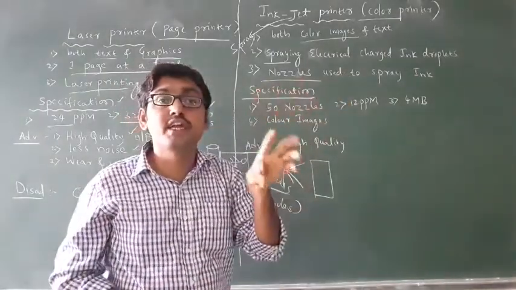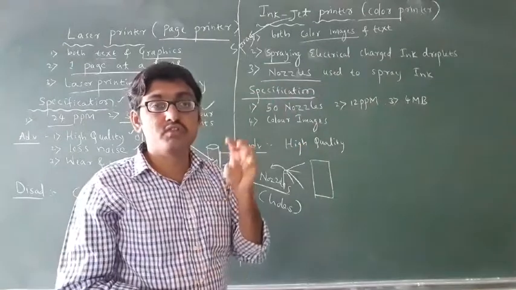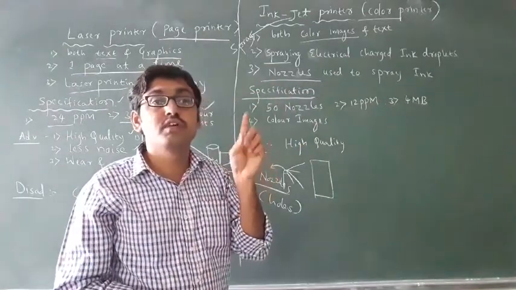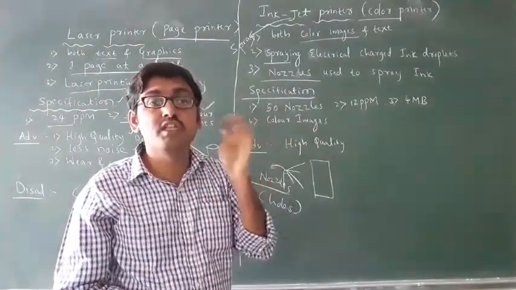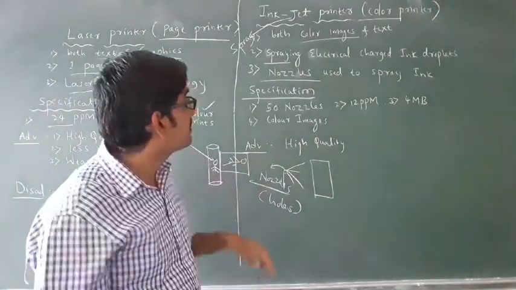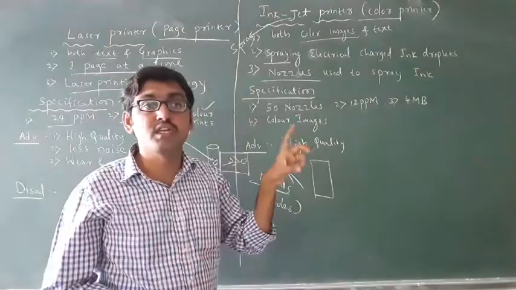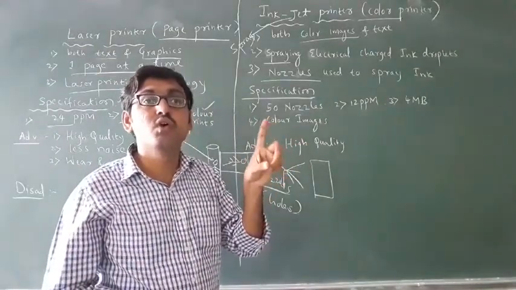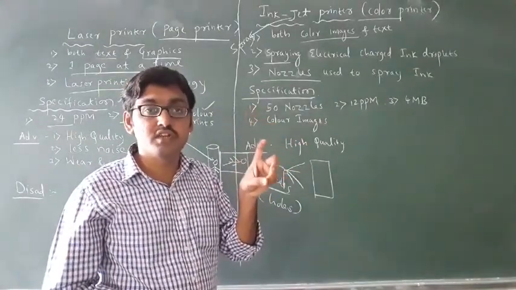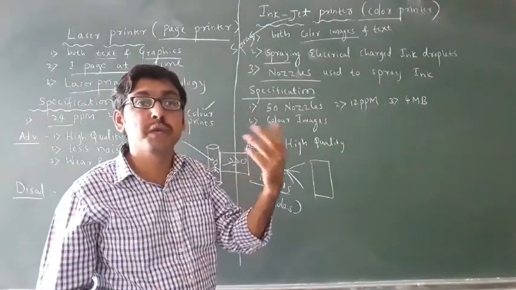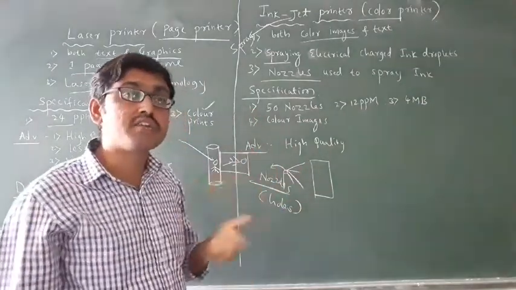To spray ink on the paper, nozzles are used. That's why its name is inkjet. Inkjet printer means you have to jet the ink, spraying ink on the paper. That's why it is called an inkjet printer.